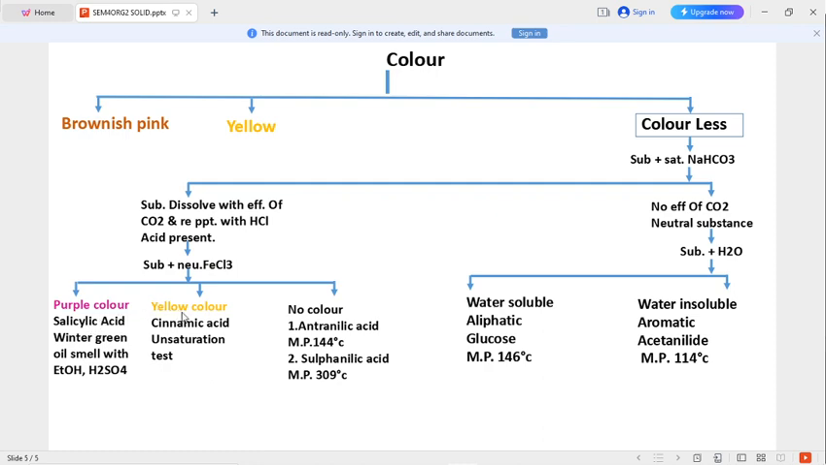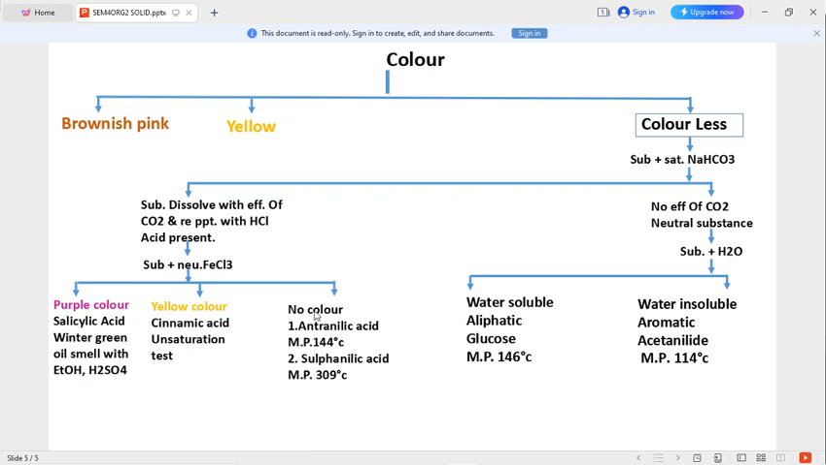If your compound gives a yellow color with neutral FeCl3, it will be cinnamic acid. And if you remember the structural formula of cinnamic acid, there is unsaturation, a double bond. So it also gives Baeyer's test or the unsaturation test. It decolorizes the dilute pink color of KMnO4.